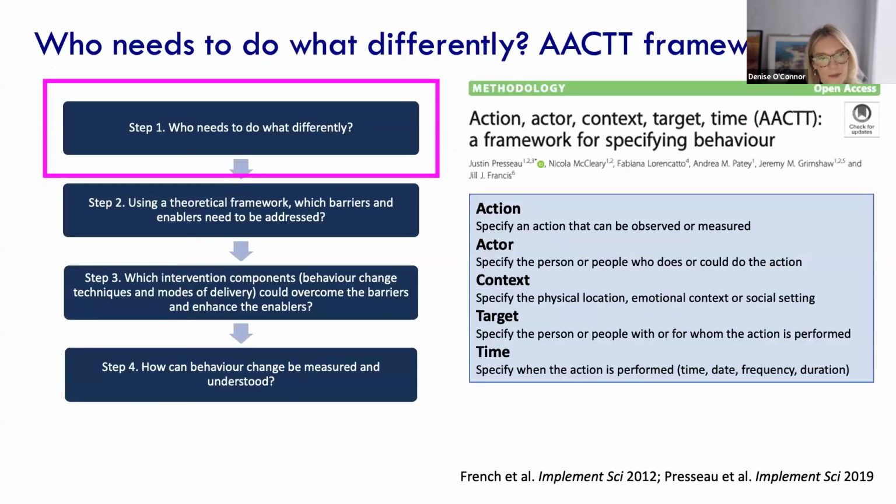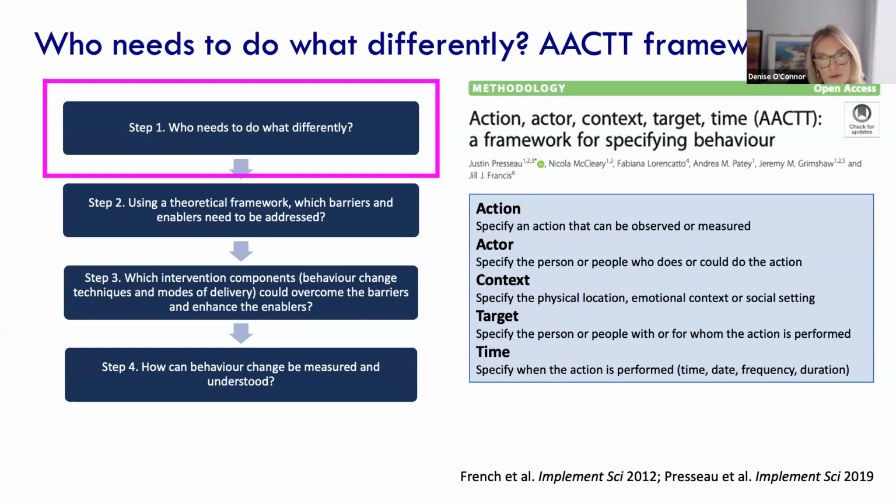So after establishing what research should be translated, drawing on guidelines or clinical care standards or systematic reviews, then it's important to specify the behaviours that need to change to translate that evidence into practice. So for instance, who needs to do what differently? Now, why do we need to be so behaviourally specific about this? Why do we focus on this at the beginning?